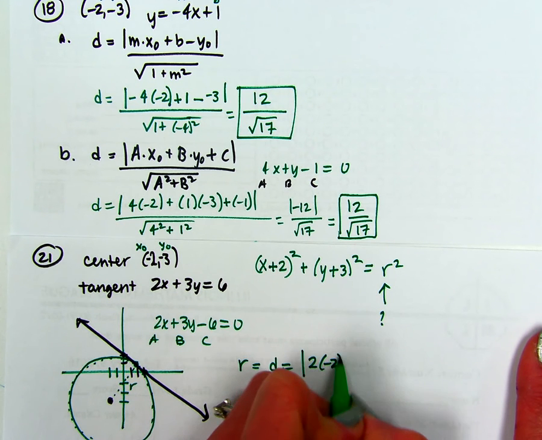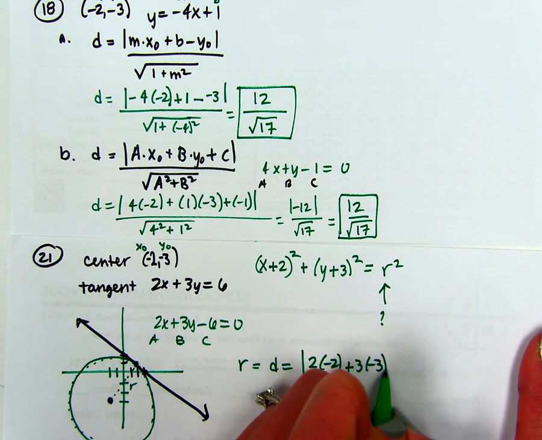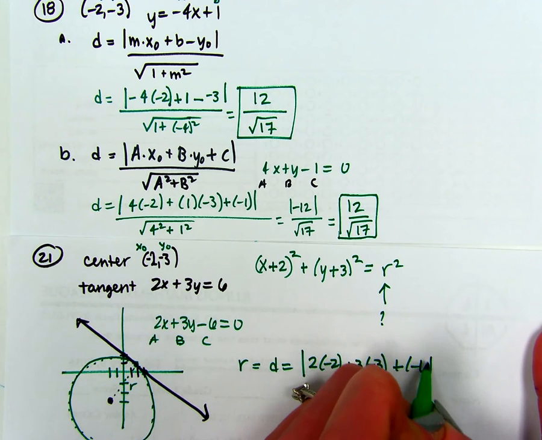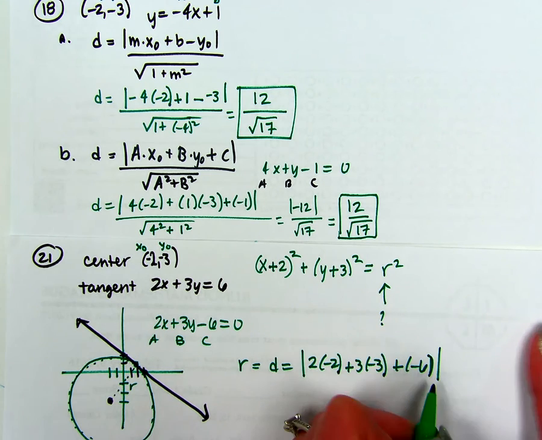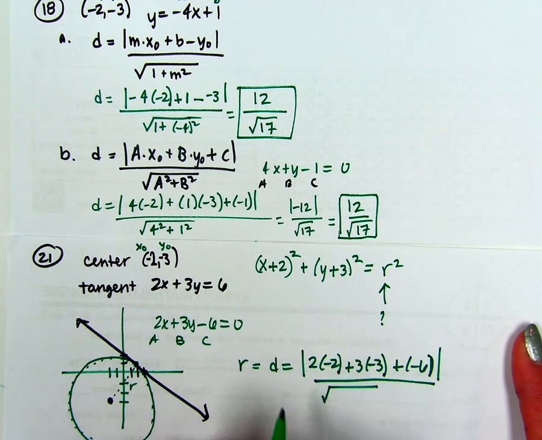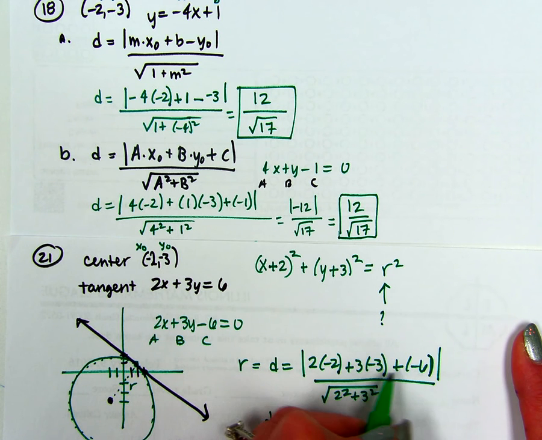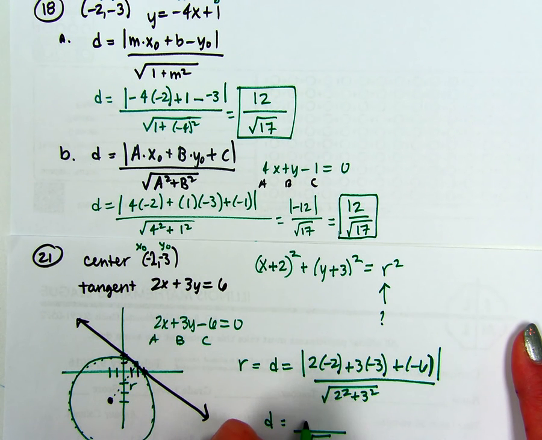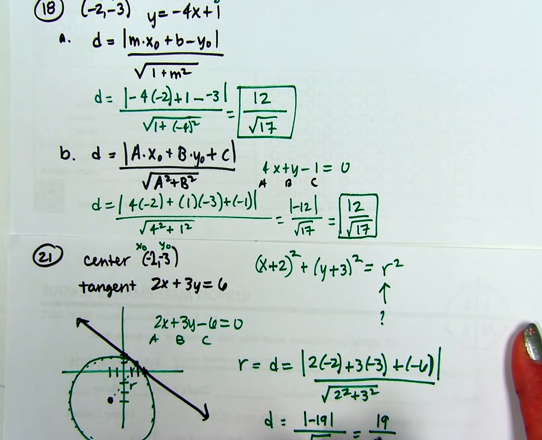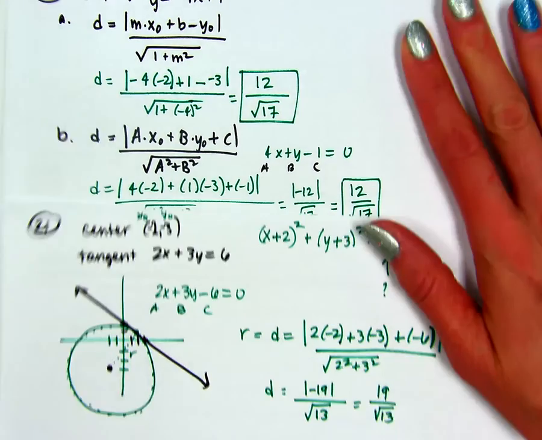So 2 times negative 2 plus 3 times negative 3 plus negative 6. I'm going to do the absolute value of all of that, all over the square root of a squared plus b squared, which is 2 squared plus 3 squared. All right, so when I simplify, 4 plus 9 is square root of 13. And this is negative 4, negative 9, that's negative 13, negative 6, that's negative 19. The absolute value of that is 19 over root 13. All right, so there's my distance, otherwise known as my radius.